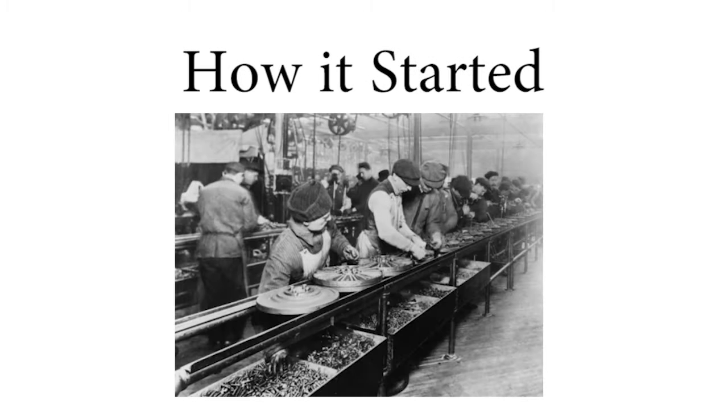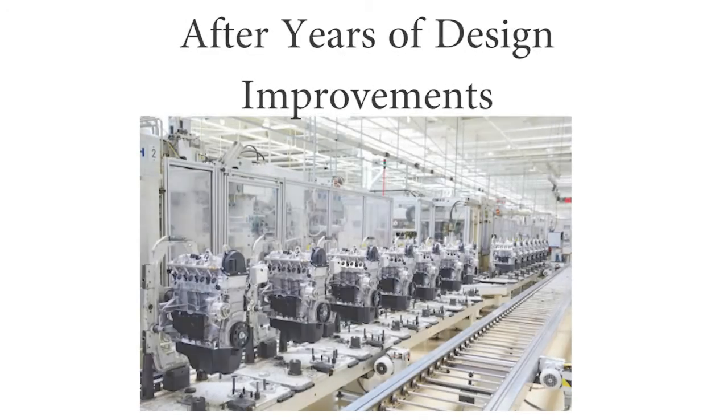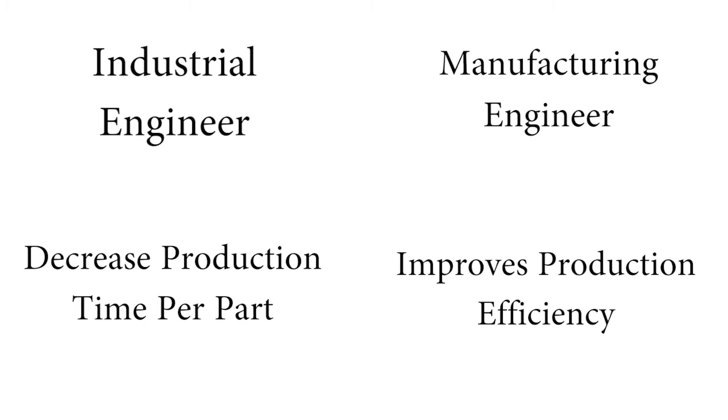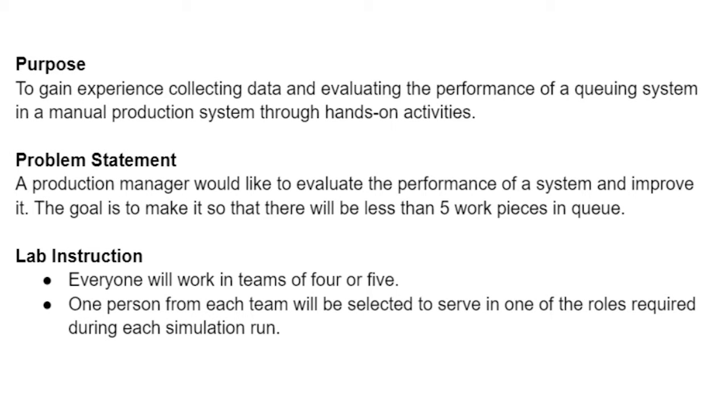Production system design is when you take a manufacturing system and tweak it a little to test for improvements in the process. Typically, this is done by an industrial or manufacturing engineer to decrease the amount of time it takes to make a part, therefore increasing the efficiency. The purpose of this activity is to gain experience in collecting data and evaluating the performance of a queuing system in a manual production system.